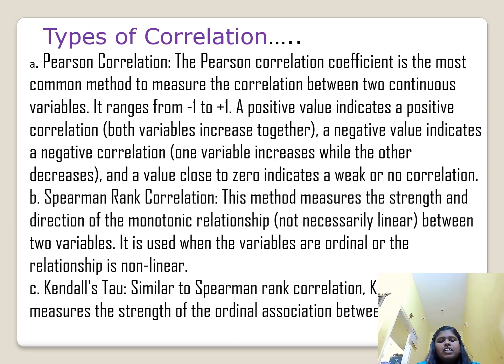Moving on to the second type, Spearman rank correlation. This method measures the strength and direction of a monotonic relationship, not necessarily linear, between two variables. It is used when the variables are ordinal or the relationship is non-linear. Kendall's tau correlation, similar to Spearman rank correlation, measures the strength of ordinal association between variables.